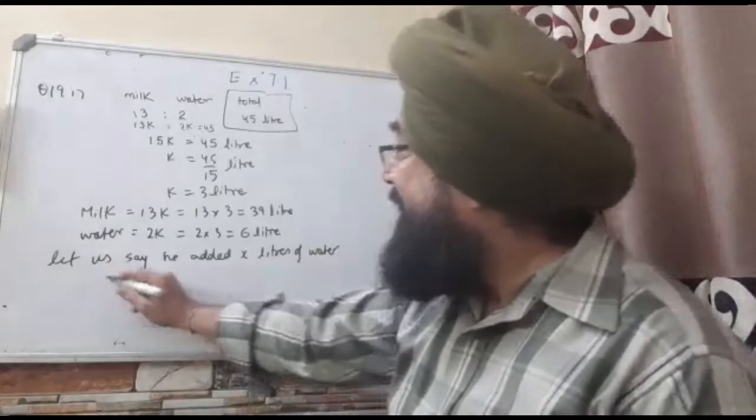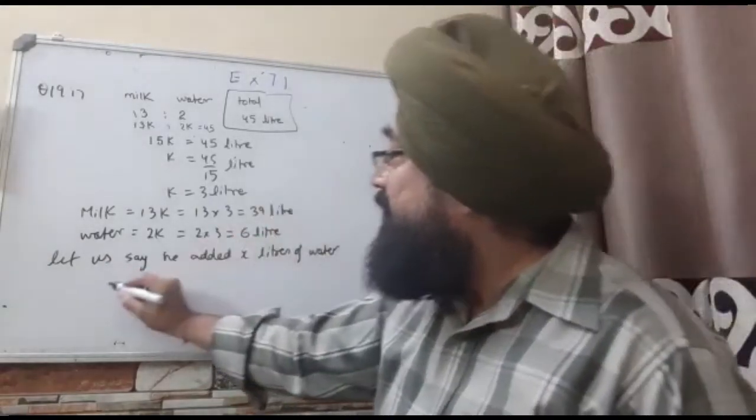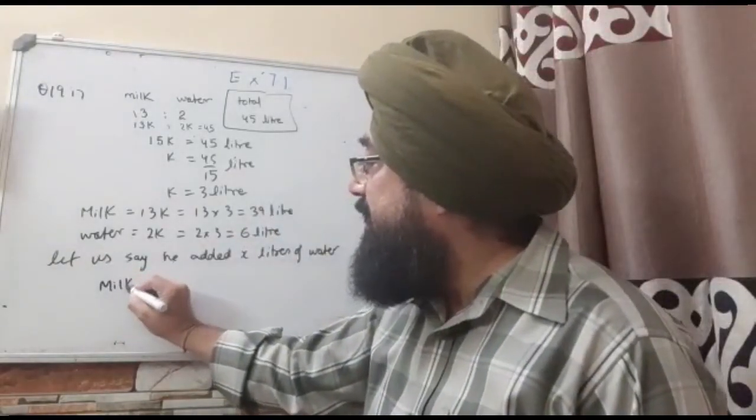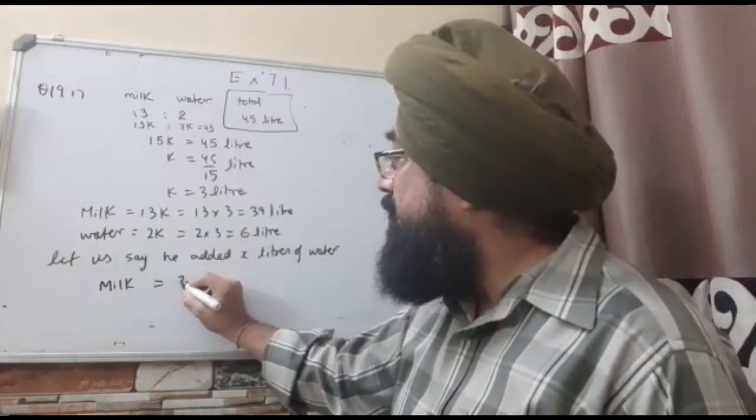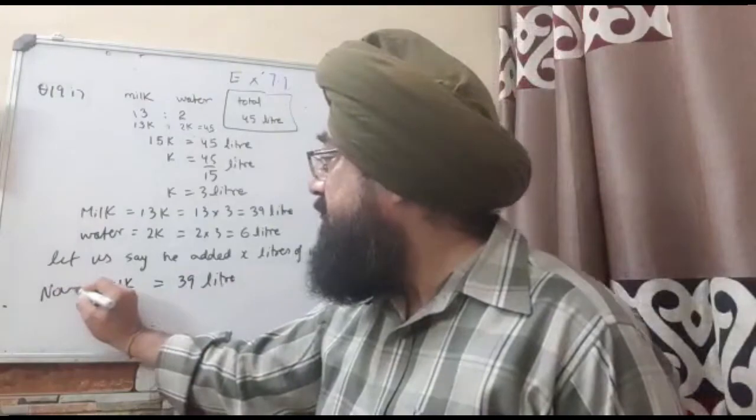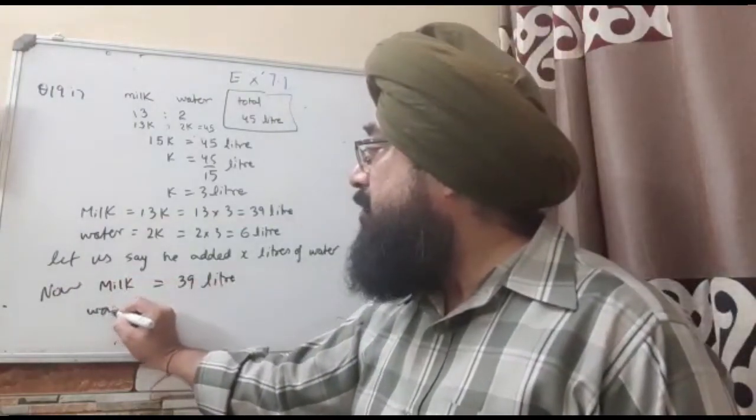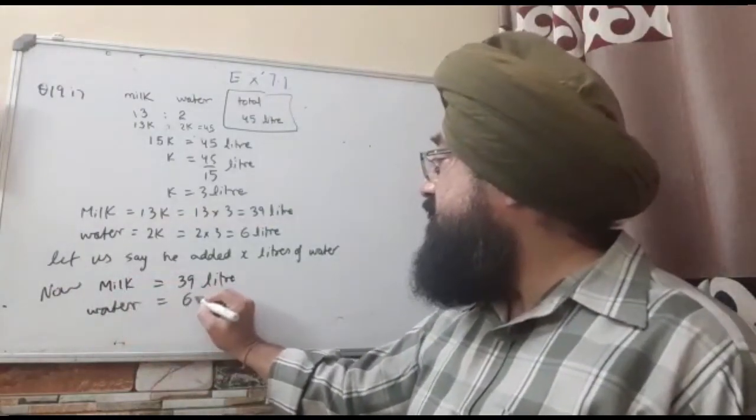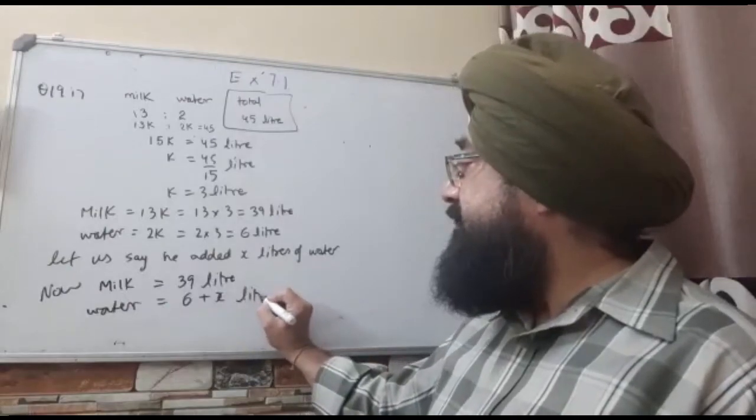So let us say he added X liters of water. Now what is the amount of milk in that? Any rocket science here? No, 39 liters only. So now milk is 39 liters, but water is how much? Water is 6 plus X liters, isn't it?